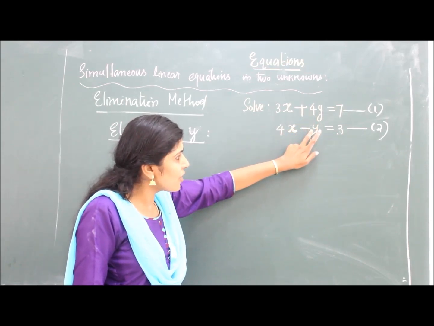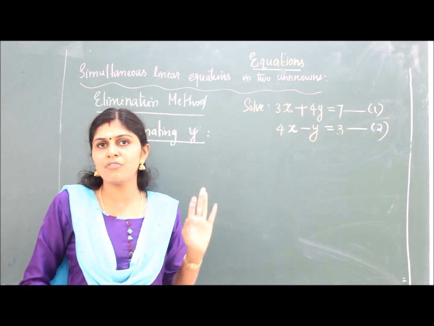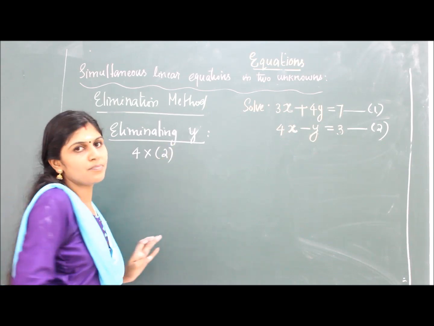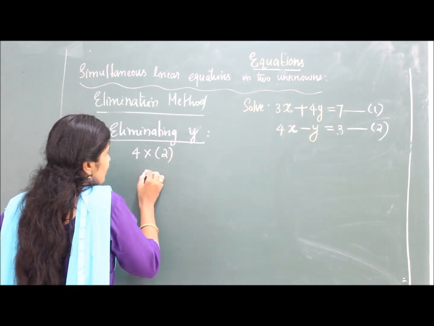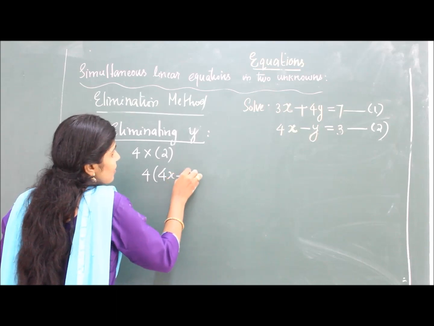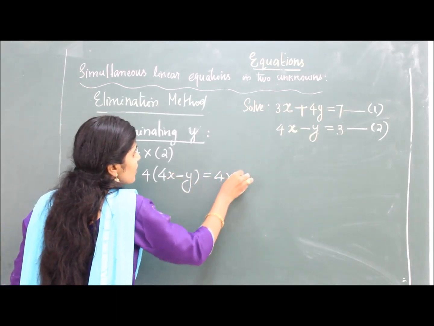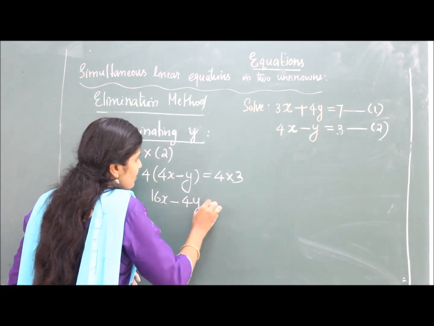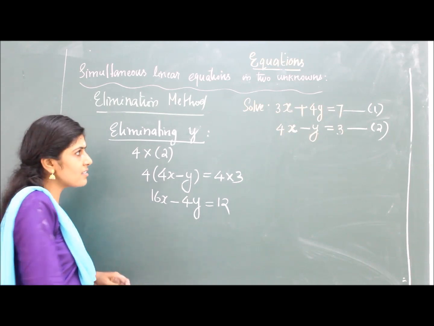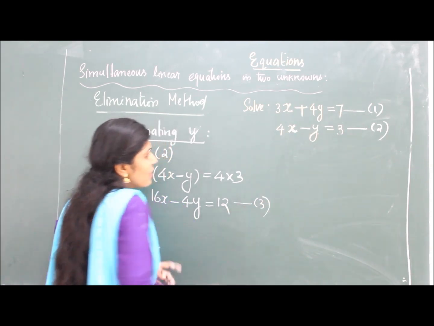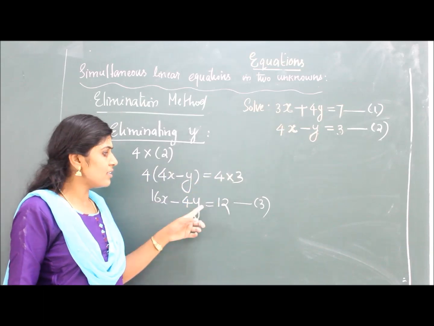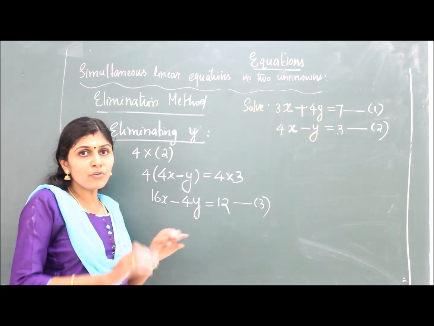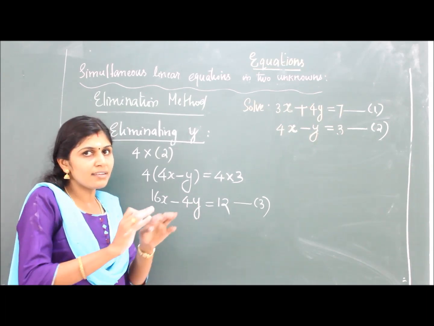We can make the number 4 here by just multiplying the second equation by 4. Okay, so I am going to multiply 4 with the second equation. So what happens? The second equation becomes 4 times 4x minus y is equal to 4 times 3. So this becomes 16x minus 4y is equal to 12. Right? So now this is our third equation. Now when you check the first equation and the third equation, the coefficients of y in both the equations is 4 when you neglect the signs. Okay, I told you sign is not a problem for us.